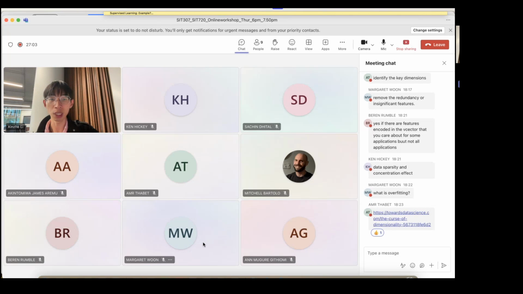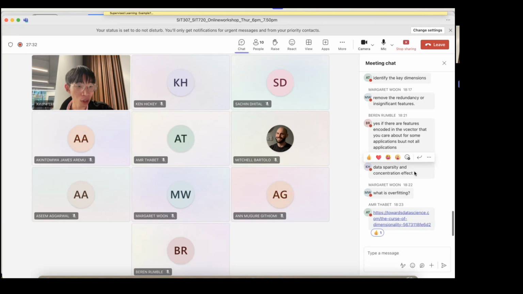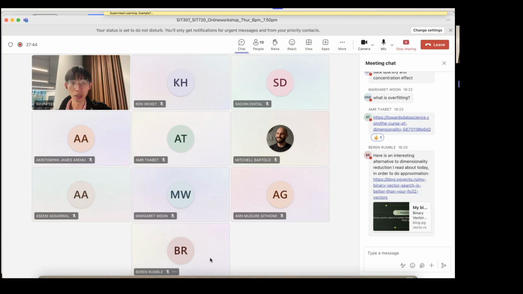So I think we have enough motivations for doing dimensionality reduction. We have visualization, as Michelle talked about. We have the decorrelation motivation, as Margaret and Ashin talked about. And the curse of dimensionality, and Amma talked about the overfitting, because the curse of dimensionality also leads to overfitting, as Cam talked about, data sparsity and concentration effect. Good. So now we need to find the methods to do dimension reduction.